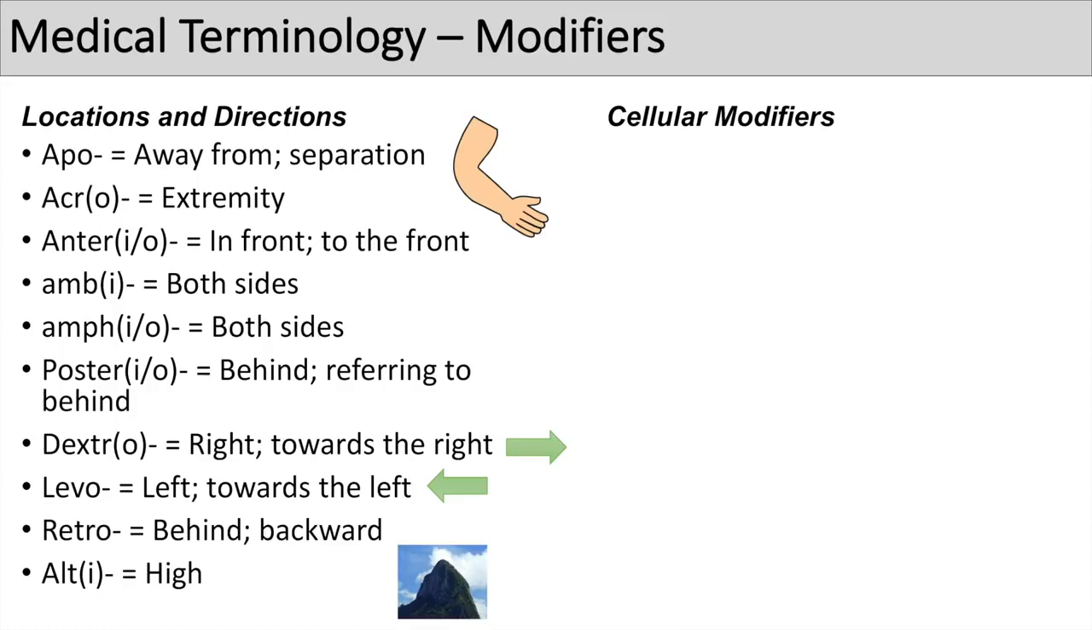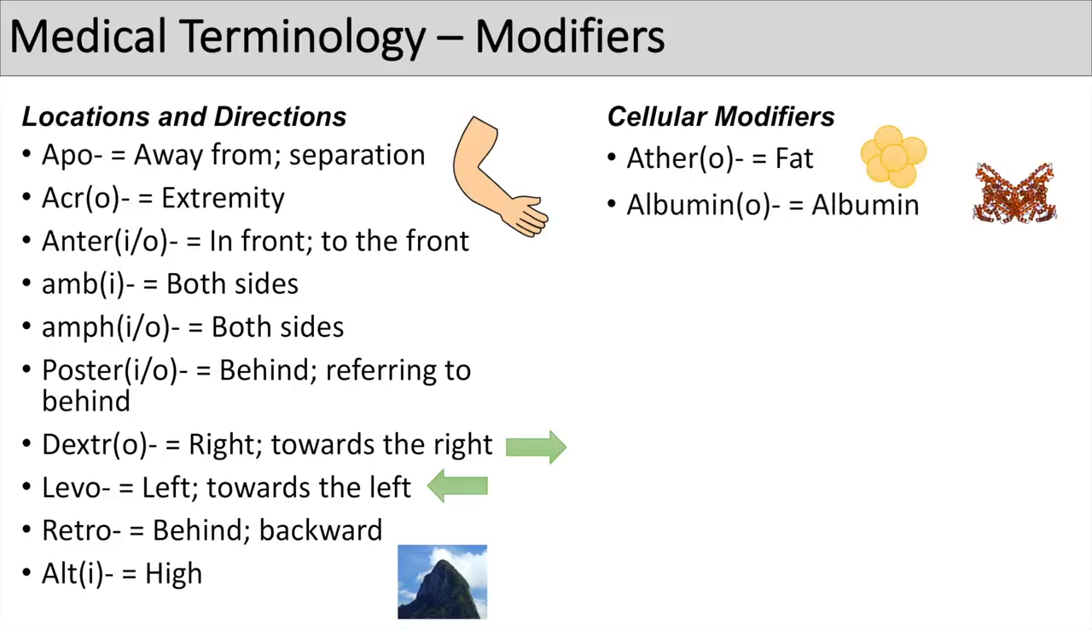There are also some cellular modifiers that weren't discussed in previous lessons. The first one is athero or ather. This means fat, so you might have heard of atherosclerosis. The next prefix is albumin or albumino. This simply refers to the protein albumin, which is in our blood. The next prefix is band or bando. This just means bands, and really what it means is band cells or immature white blood cells. You might hear the word bandemia.